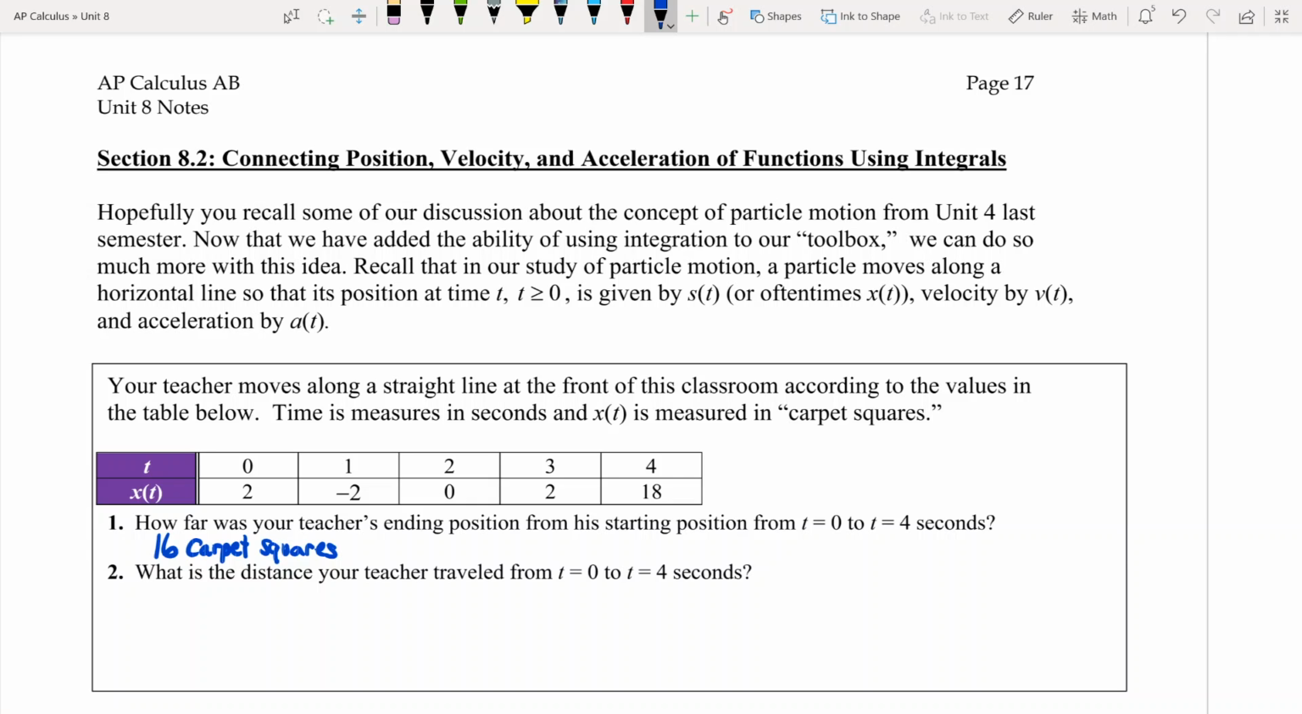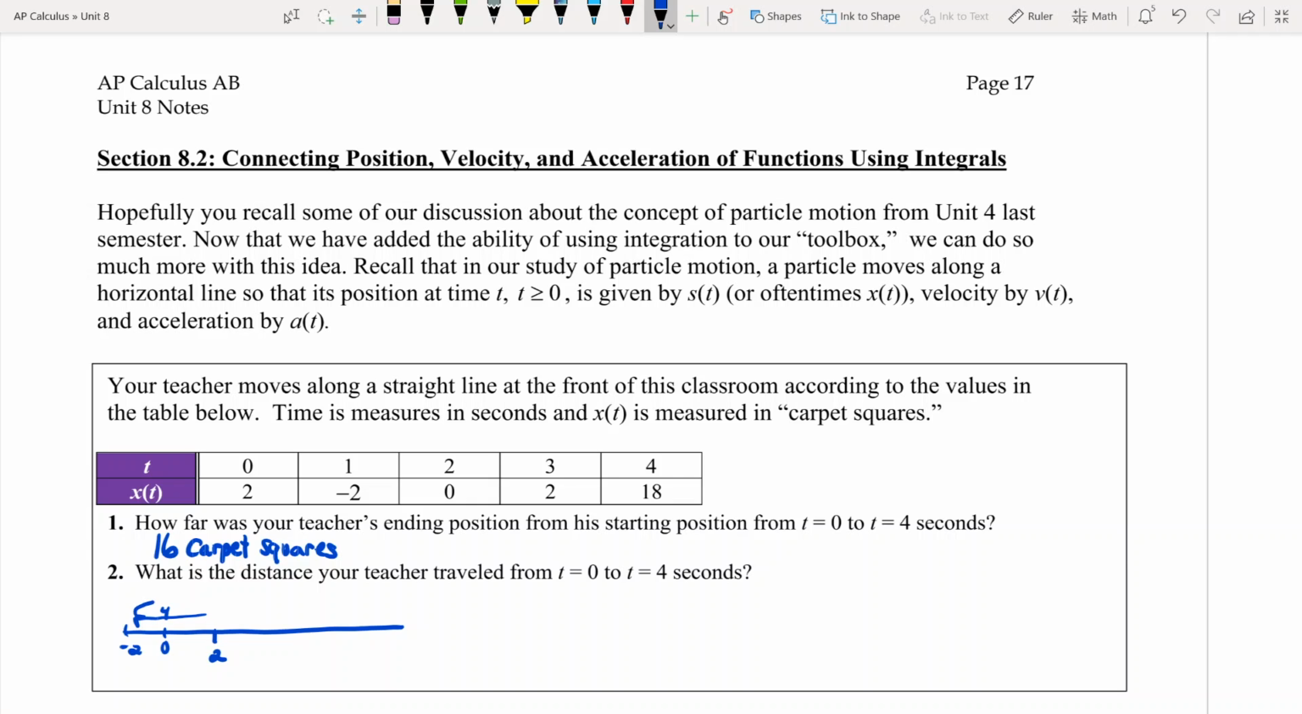Part 2, though, says what is the total distance traveled? And for that, we need to take into account each of the directions. So if I were to look at this from time equals 0 to 2, maybe I'd make out a little number line here. And at time equals 0, I'm at carpet square 2. Then at time equals 1, I'm at carpet square negative 2. So I've gone over 4 units. So I've traveled a distance of 4.